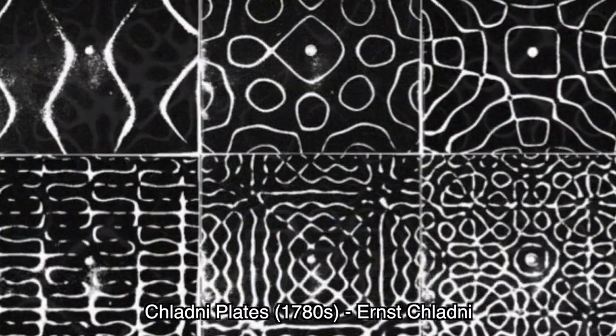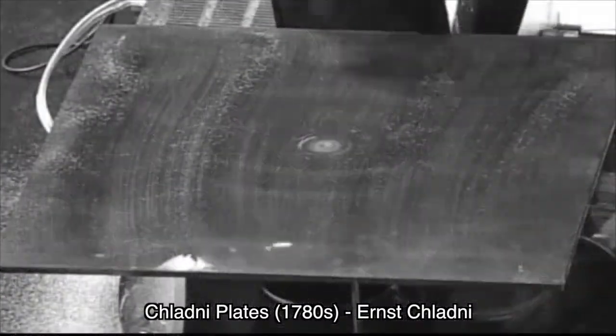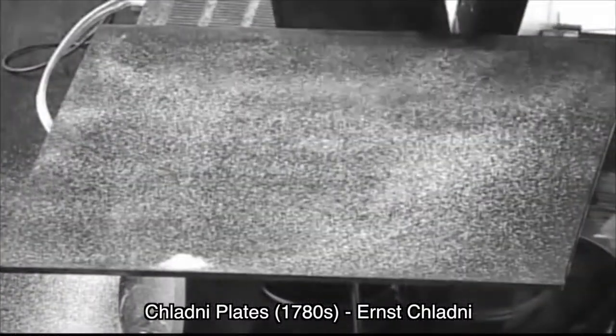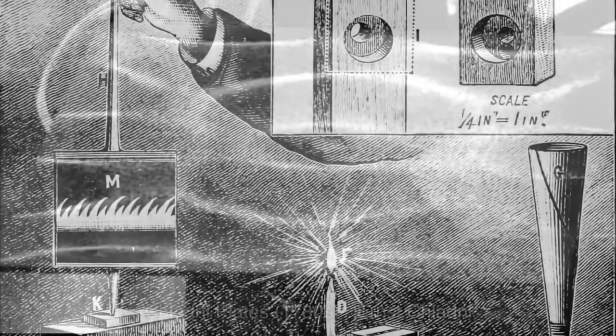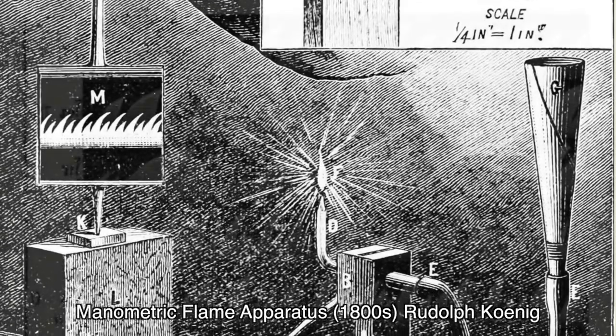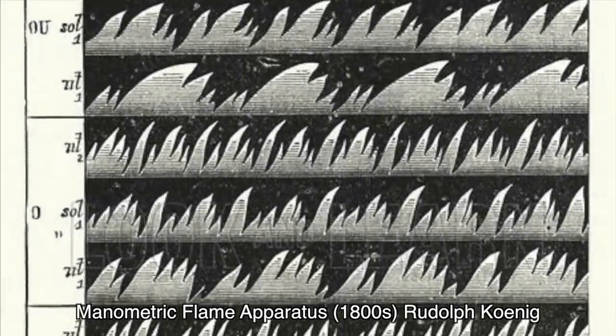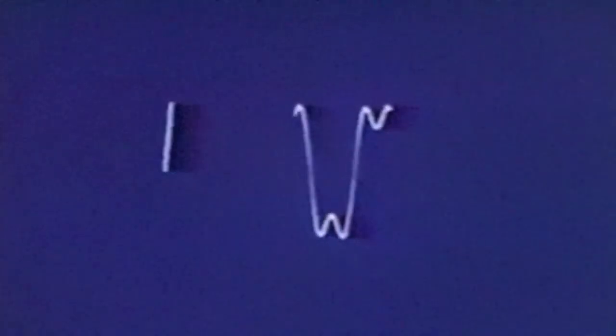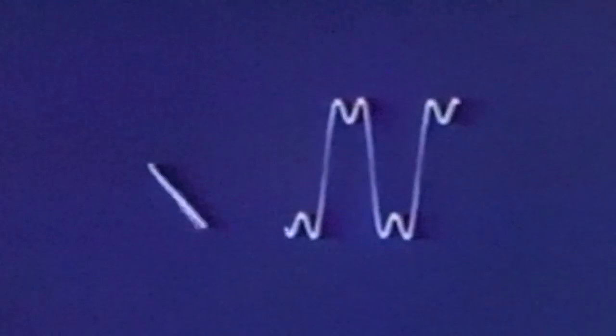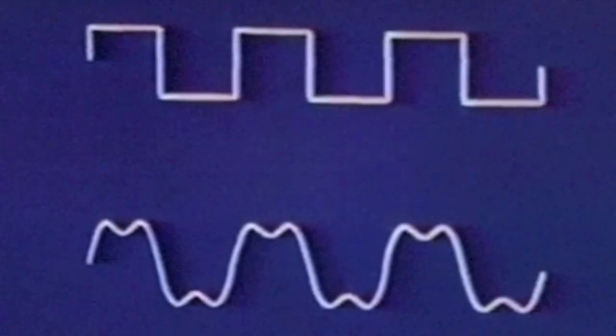These included Ernst Chladni's plate demonstrations that visualized the different modes of vibration produced relative to frequency and timbre, as well as Rudolf Koenig's manometric flame apparatus, one of the first ever mechanisms used to examine a sound's wave shape. These innovations were essential in expediting our understanding of the physics behind acoustic phenomena, and therefore our ability to reproduce and synthesize sound.